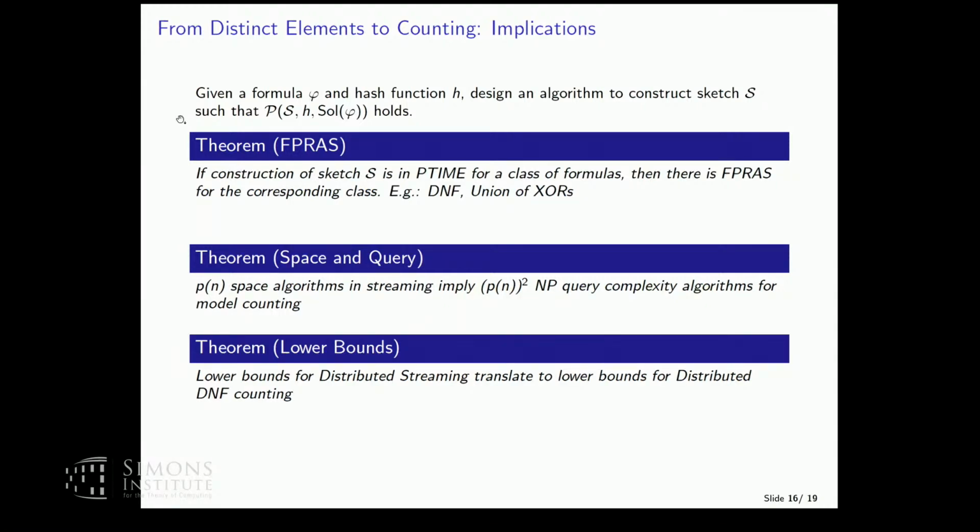You can also go the other way. There is a lot of work in distributed streaming. There are lower bounds on how much space is required, and those translate to lower bounds for some of the DNF counting settings, where the distributed setting makes much more sense. So immediately there are a lot of these results you can lift in a very black box manner the moment you realize these are really the same problem.